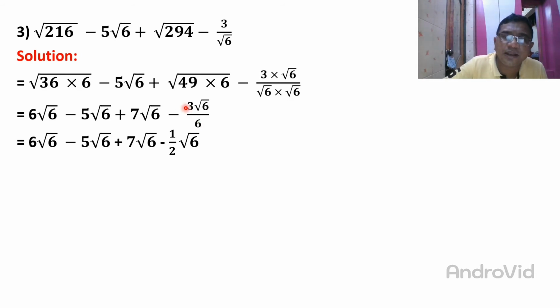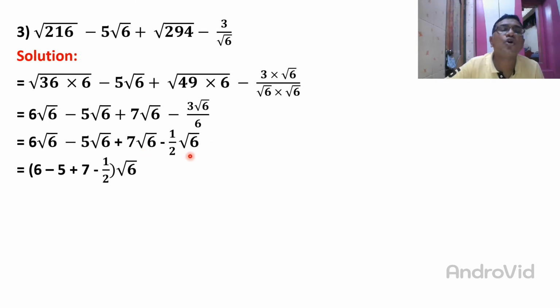If you don't understand, I will explain again. This is the 3, the number is 3, so that 3 is divided into 6. 3 ones are 3, so 1 is there; 3 twos are 6, so 2 is there. So here it is minus 1 upon 2, and root 6 remains as it is. The common factor is root 6: root 6, root 6, root 6, root 6. The common factor is root 6, so that is written a single time. Whatever the coefficients are, 6, I write 6 here. Minus 5, I write minus 5. Plus 7, I write plus 7. And the coefficient minus 1 upon 2.